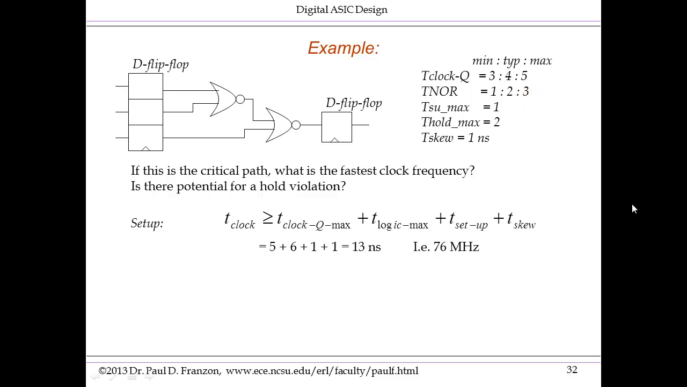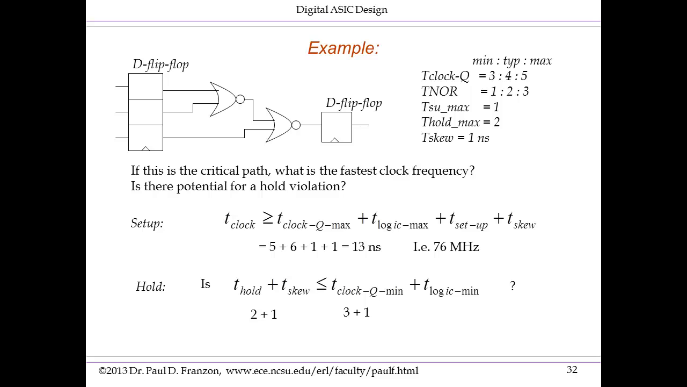Next, we apply the inequality that was given to determine if we have hold violations or not. So we'll look that up. The inequality that has to be met to make sure there's no hold violations is that the sum of the hold time plus the clock skew has to be less than or equal to the minimum delay through the logic, that is T clock to Q min plus T logic min.